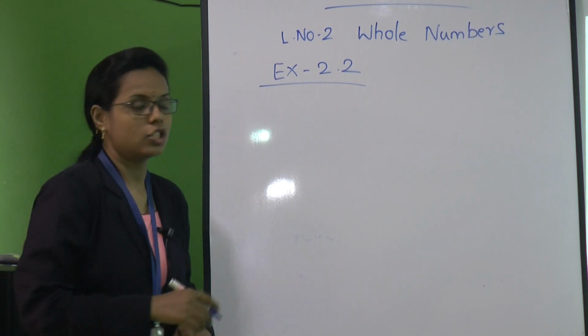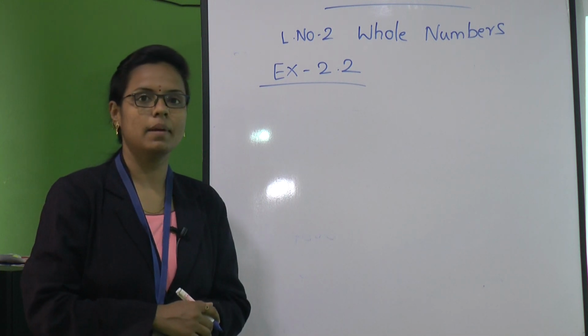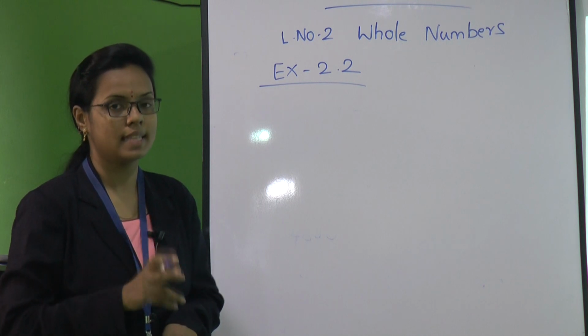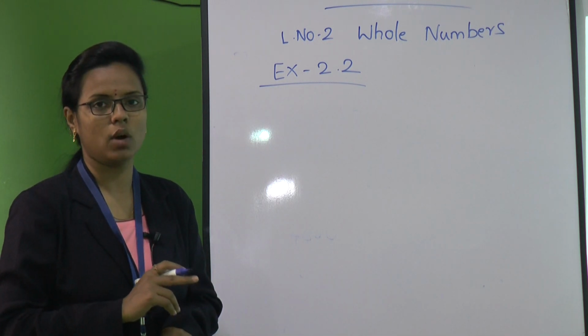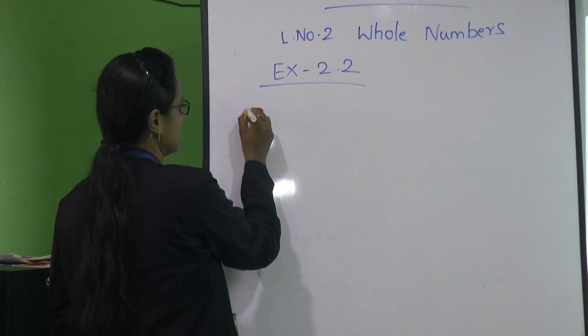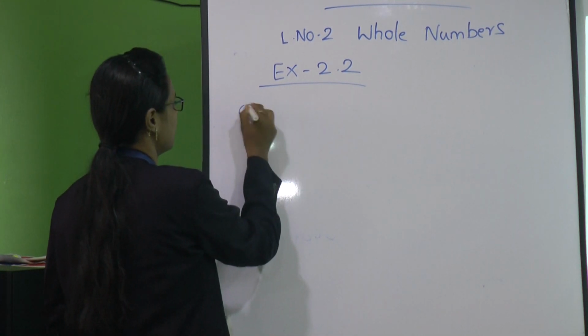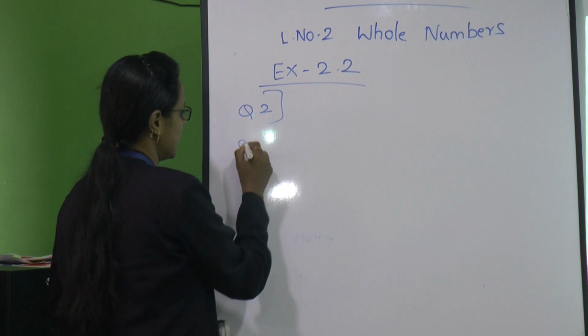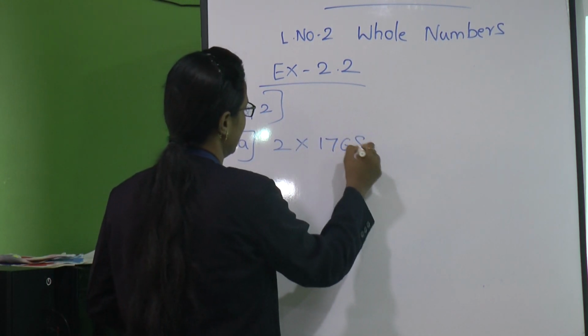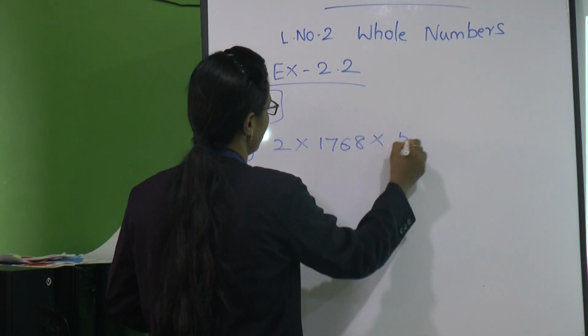Okay. Next question, find the product by suitable rearrangement. Now, in the previous question we have done the sum. In this question we are going to find out the product. Product is nothing but multiplication. Okay. So, question number 2, it's A1, 2 multiplied by 1768 into 50.